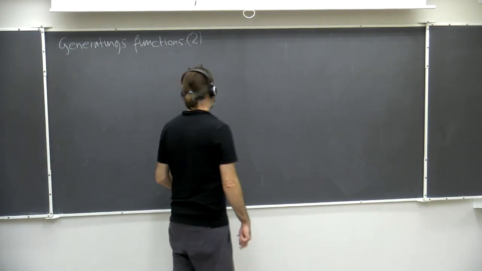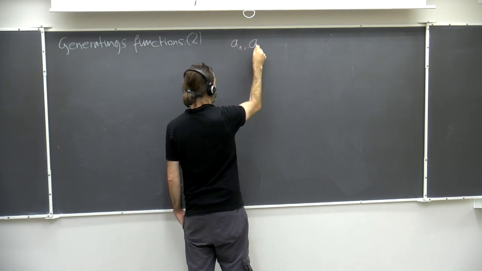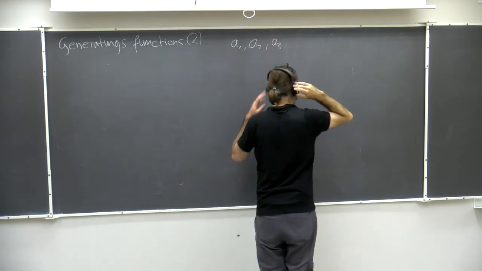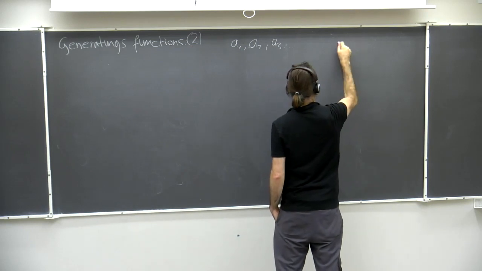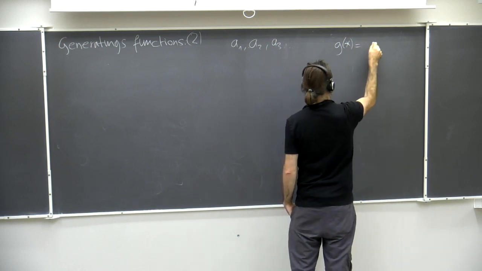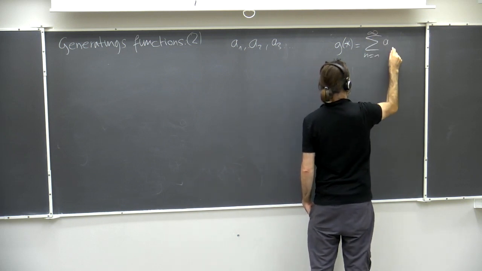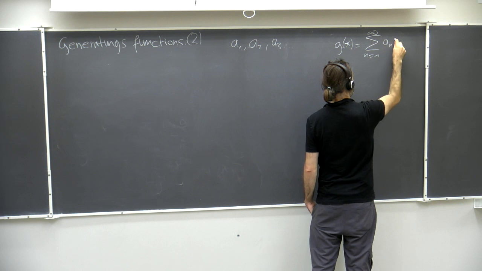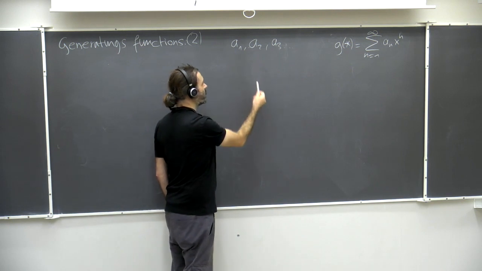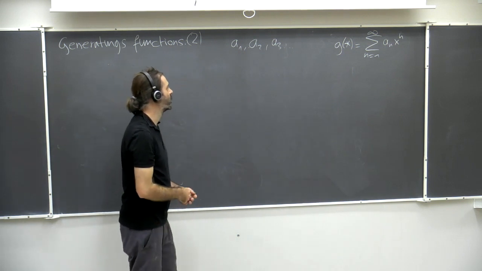Let's just recall that generating functions relate sequences. So in this example, a sequence starting at a1, a2, a3 with functions. In this case, the function g of x being equal to the sum from n equals 1 to infinity of a_n times x to the power n. And the trick was that we want to know something about the sequence, and we can get there by doing the right manipulations to the functions.